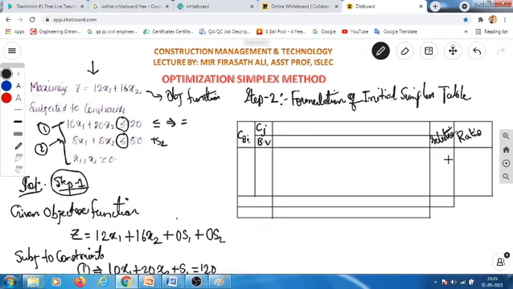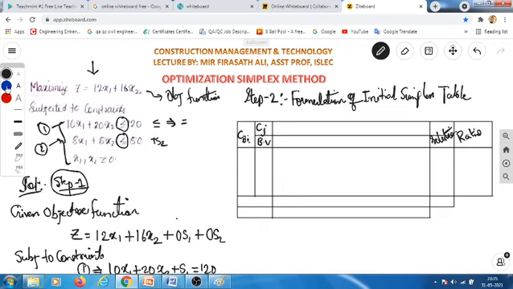So, what are those values? CBI is nothing but the coefficient of basic variables. CJ is the coefficient of objective functions. BV is basic variables. This is solution and this is ratio. Now, first we will fill the values of CJ. CJ is nothing but the coefficients of the objective function.